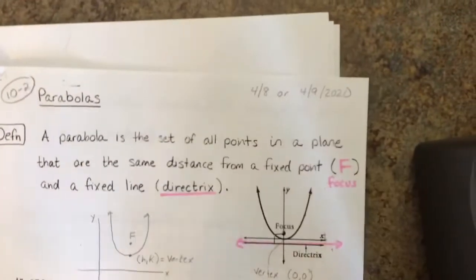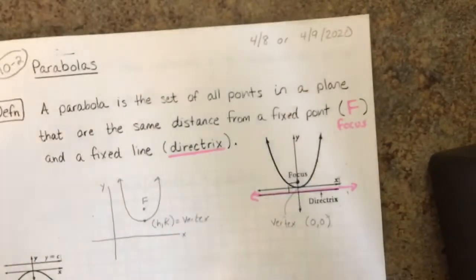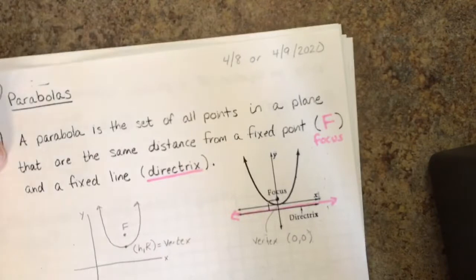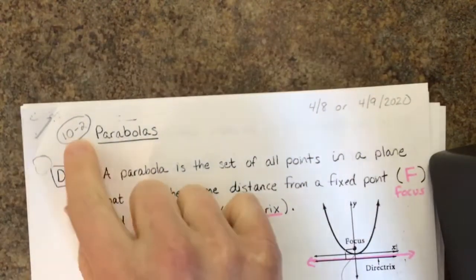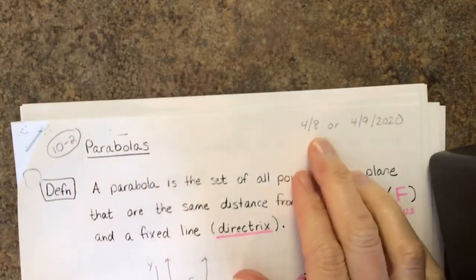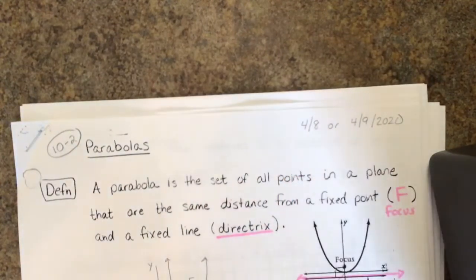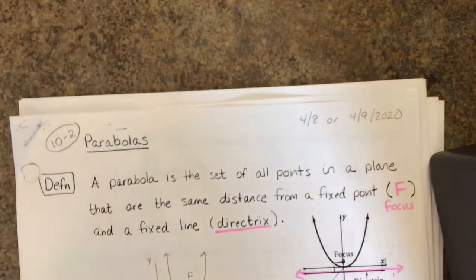Today, Honors Algebra 2, Mrs. Kranz. We are going to work on one of the four conic sections. Hopefully the one you're really familiar with, which is a parabola. Okay, this is chapter 10, section 2. I'm either going to post this on April 8th or perhaps April 9th. So we're going to go through each day for 4 days, 4 different conic sections.